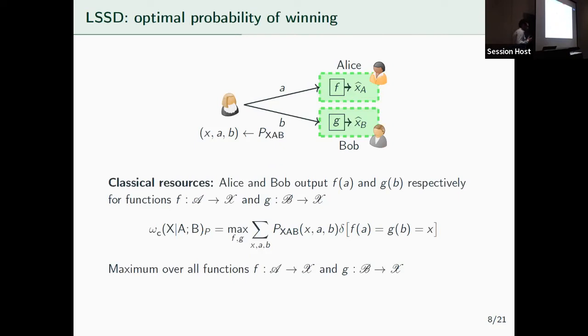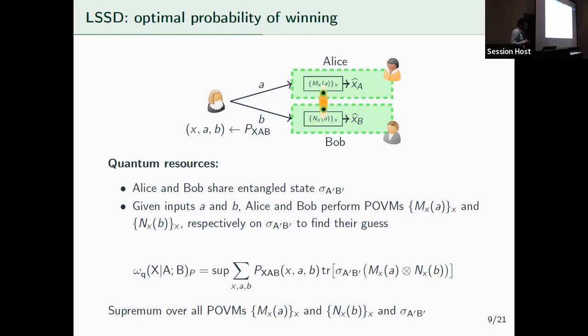To simplify the expression for the classical value and the quantum value of this problem: when everything is classical, they cannot share any quantum state, so it's a completely classical problem. Alice, for example, receives some classical input and outputs some classical value, so it can be represented by some classical function, for example, F. We can write down the optimal probability of winning as a maximization over the function for Alice, F, and a function for Bob, which we call G. And we can write down the probability of winning for fixed functions F and G.